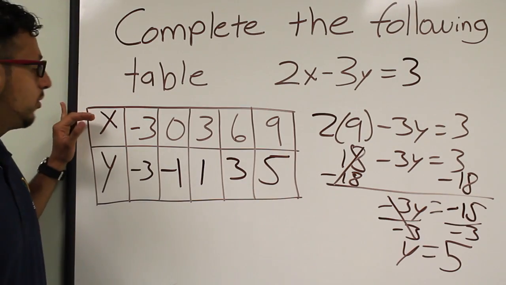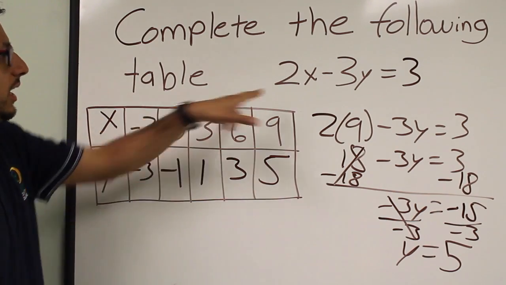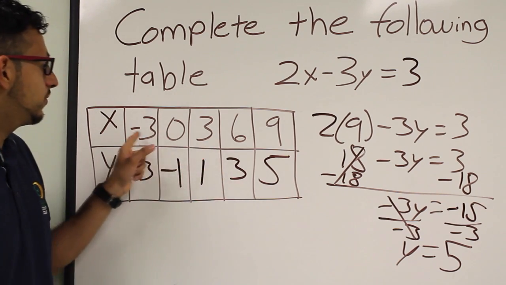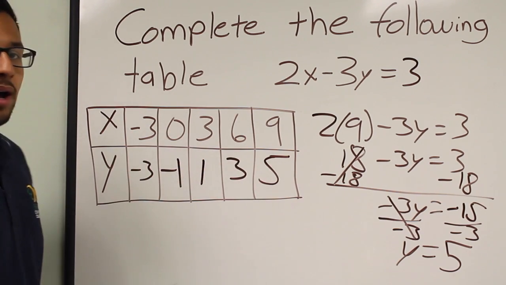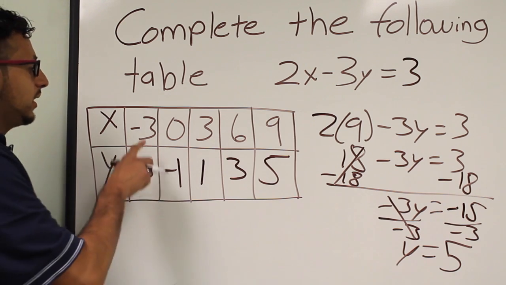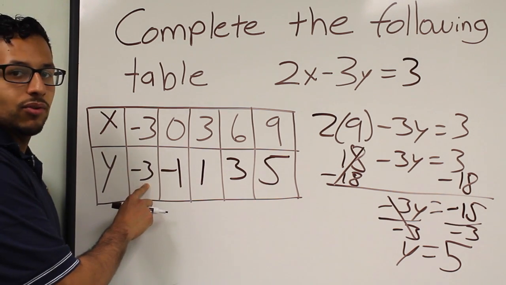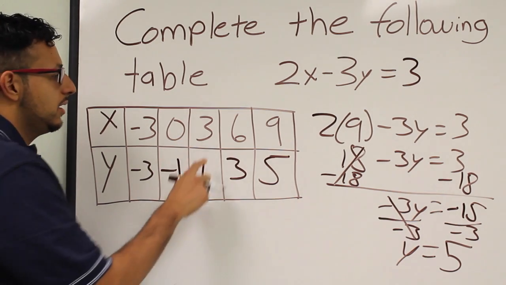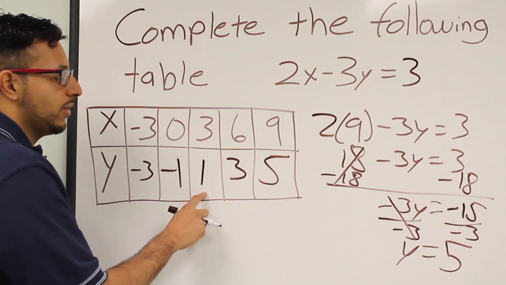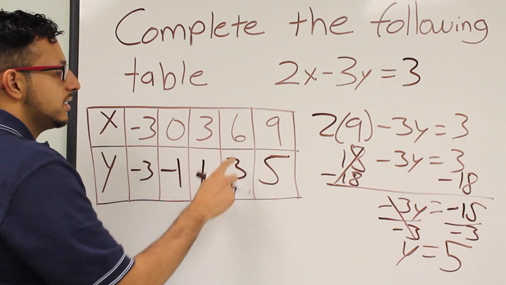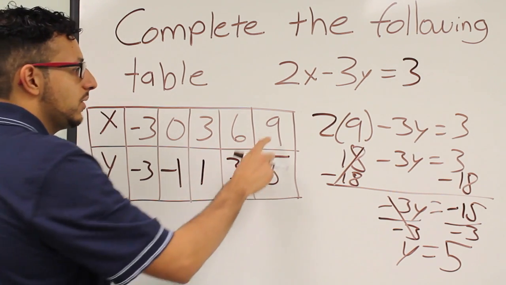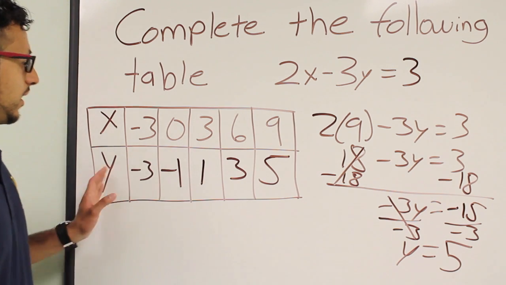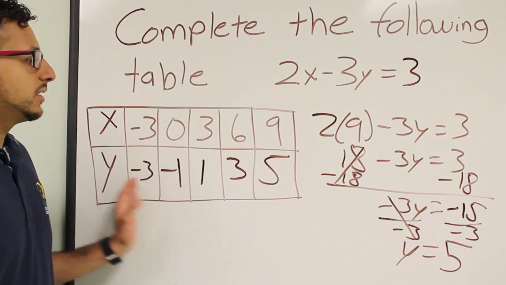In order to complete the table, we have to plug in x into the equation each time. So 5 separate times for these 5 numbers and solve for y. So when we plugged in negative 3, we got negative 3 for y. When we plug in 0 for x, we got negative 1 for y. When we plug in 3 for x, we got 1 for y. When we plug in 6, we got 3 for y. When we plugged in 9, we got 5 for y. And we see we completed the table, and this is the answer.